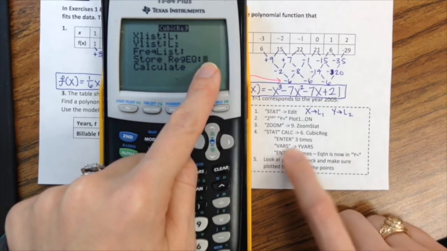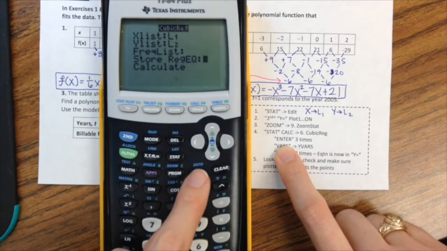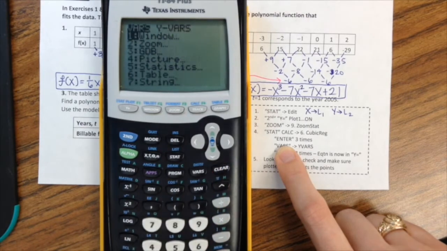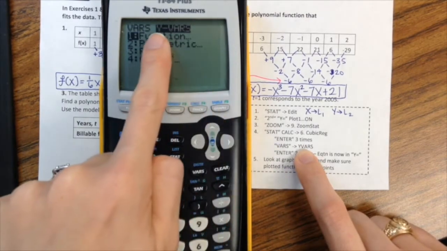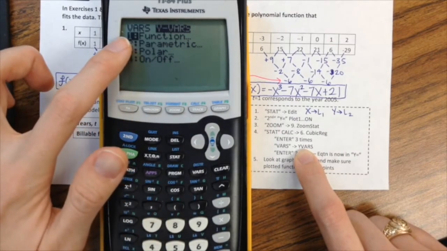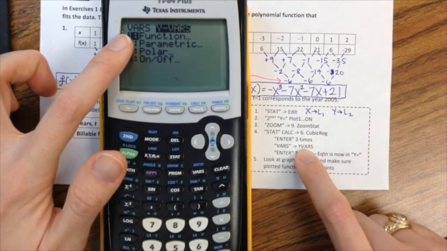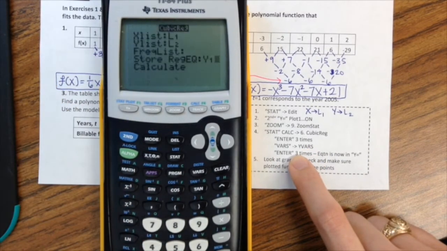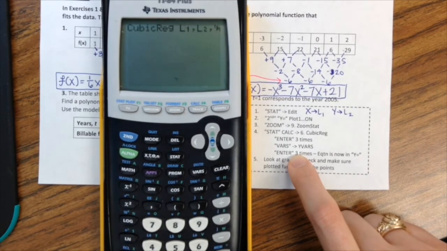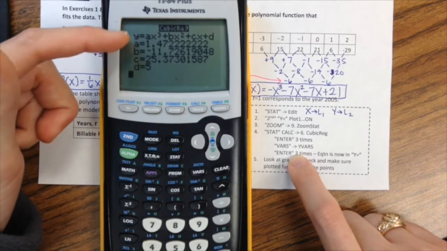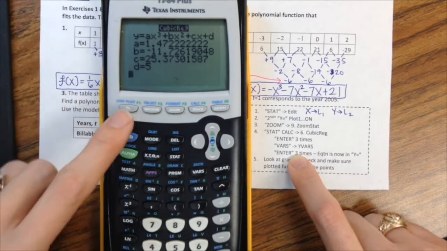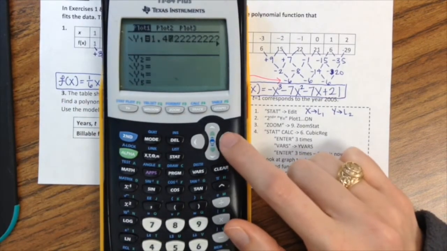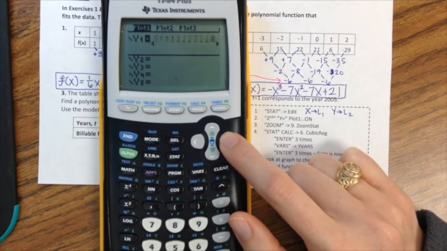Here's what you have to do, and they're all written out here. I'm going to press vars, which is this button right below the gray arrows, right next to clear. I'm going to go over to yvars, that's my option. And from here, the highlighted choice is the one that we want. So I press enter once. I want it to go into y1, so I press enter twice. I press enter a third time. And now I press calculate. And it's still going to show up here like it did before, so you could write that down. But if you go to y equals, you'll see that the function has been typed in there for us without us having to do it.